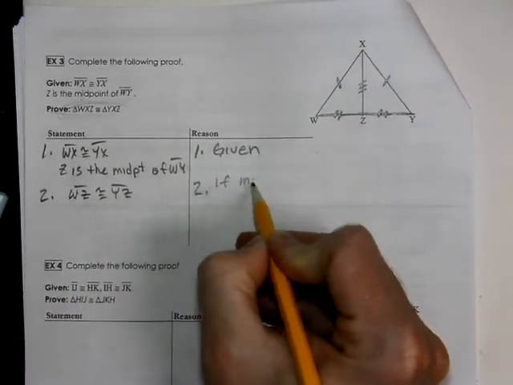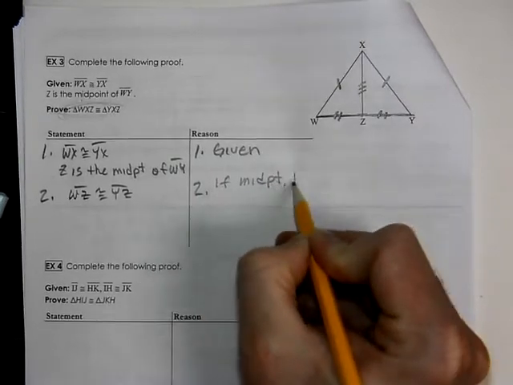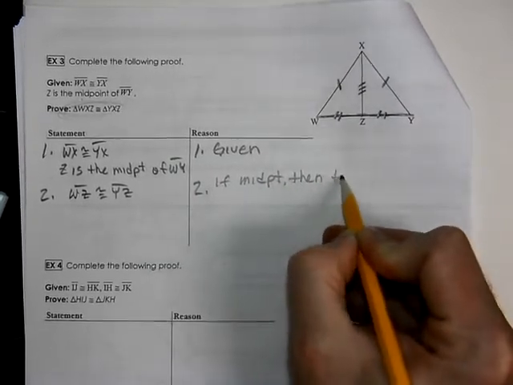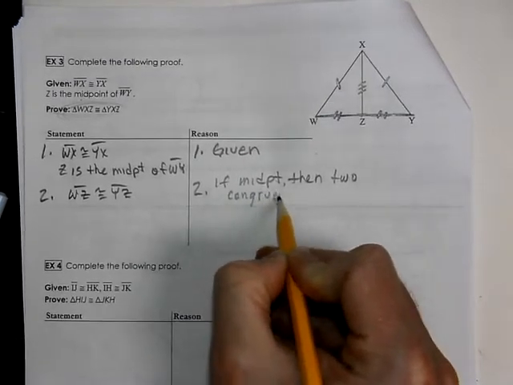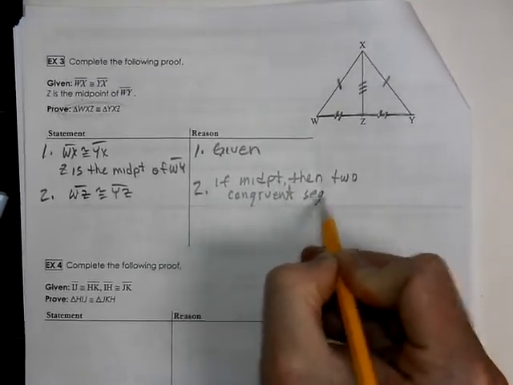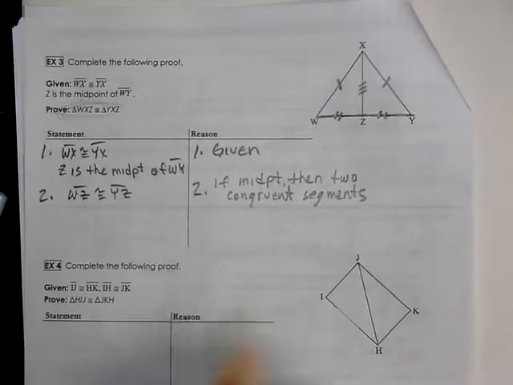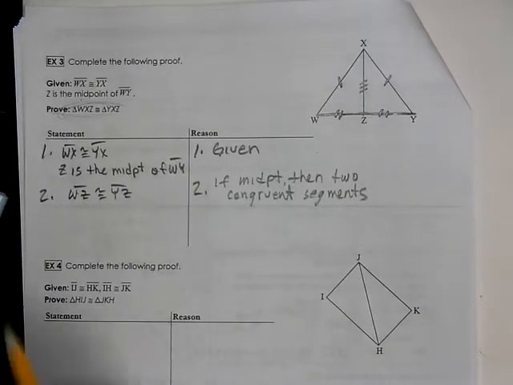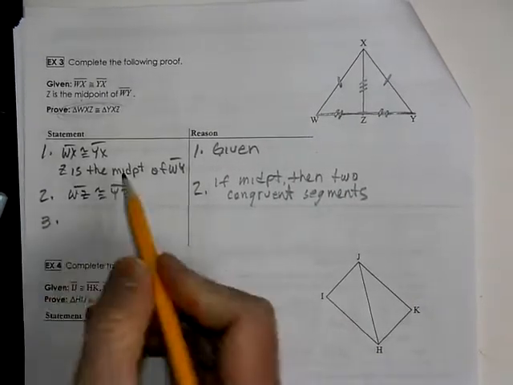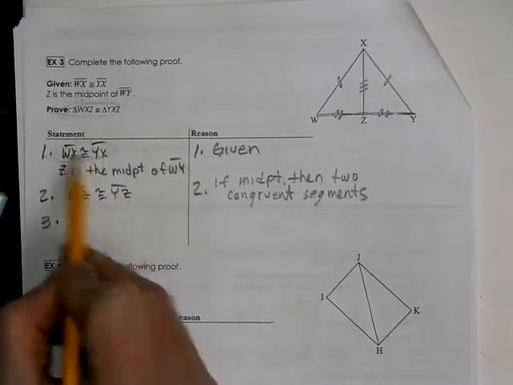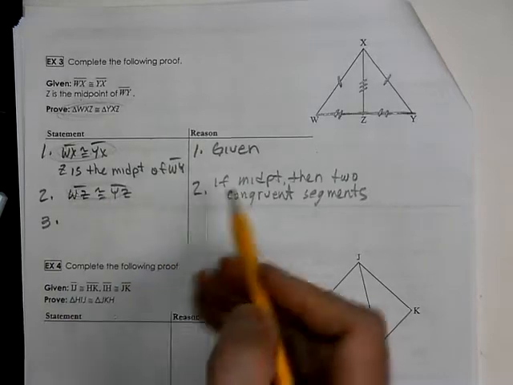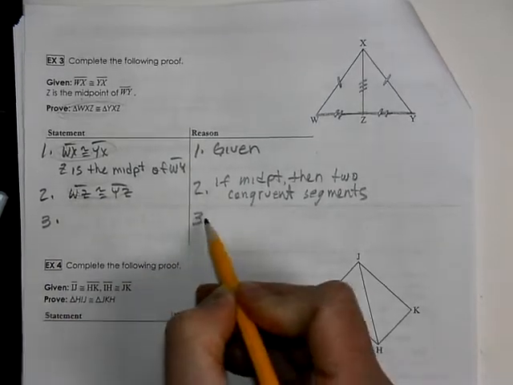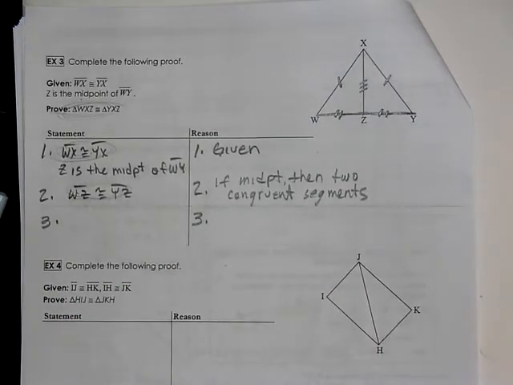If midpoint, then two congruent segments. So far, we've got a pair of sides congruent. We have another pair of sides congruent. Now I'm looking for a third item that must be congruent.